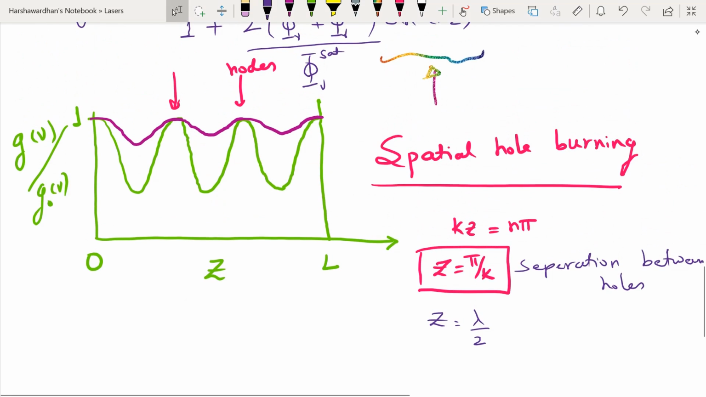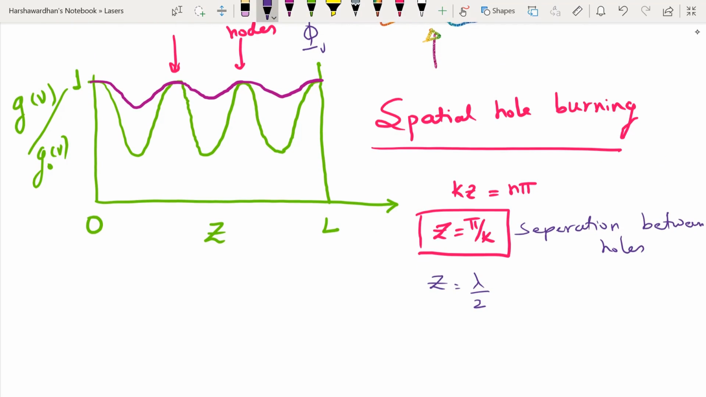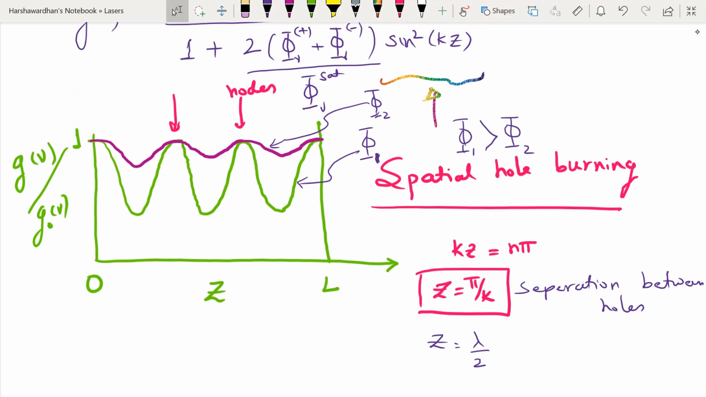So at the scale of the wavelength, there is a variation in the gain, and clearly this is quite rapid. Let me be careful. I have here a phi 1, let us say, and there is another phi here, which is phi 2, and clearly phi 1 is larger than phi 2, right? The larger the photon flux, the greater the depth of the hole that we have burnt in this gain profile, and because this is happening rapidly in space, one can probably approximate this to a uniform field.